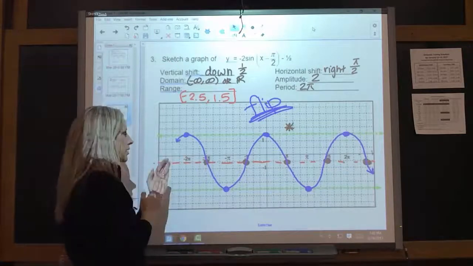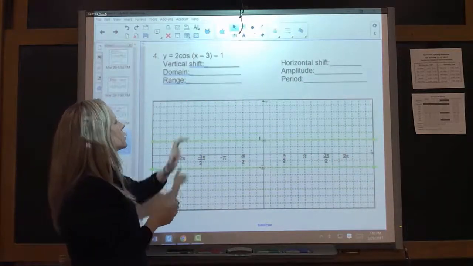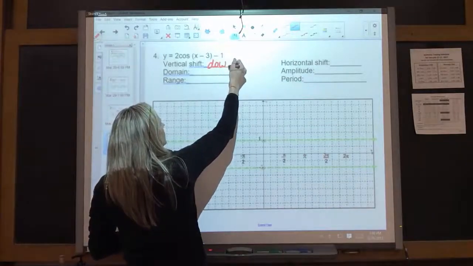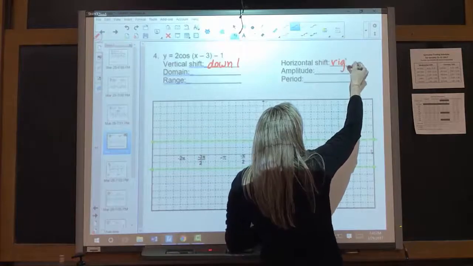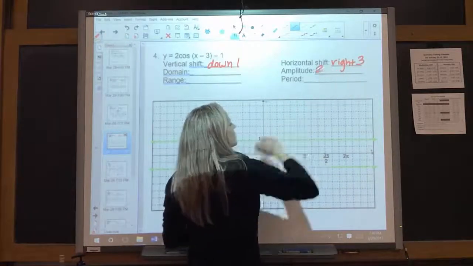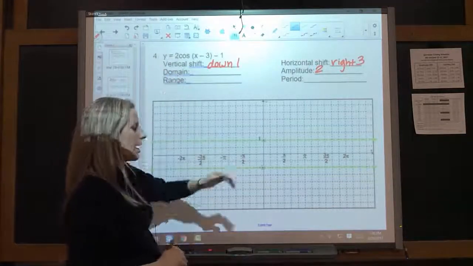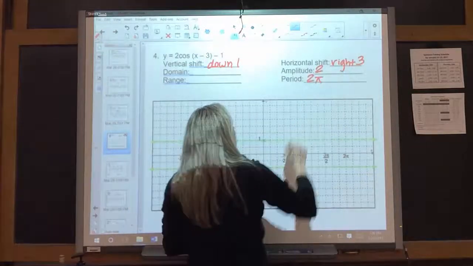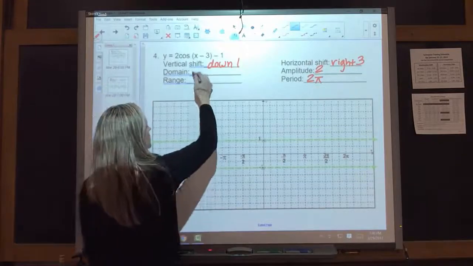All right, so let's try another one. The next one, let's see, we have a vertical shift. It's going to go down 1. It's going to go to the right 3. My amplitude is 2 and it's positive, so it's going to be a normal start at the top, go down. My period is 2 pi because I don't have a number in front of x. Okay, and my domain is all real numbers.